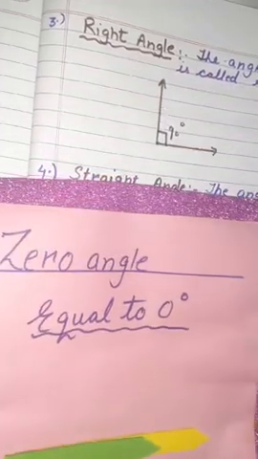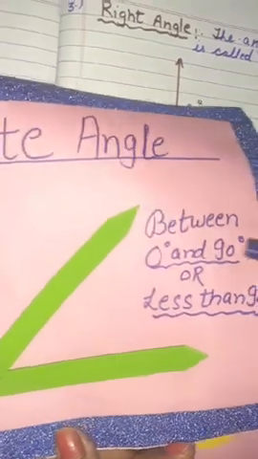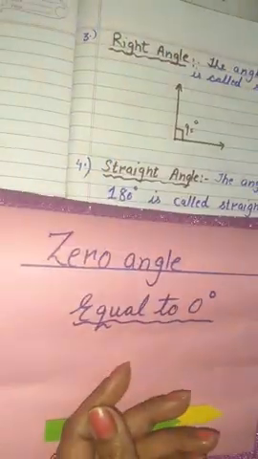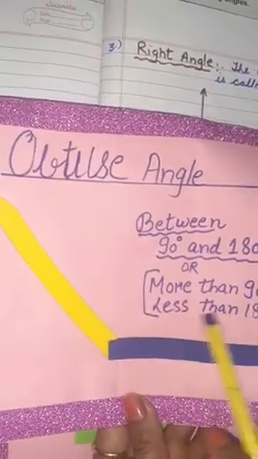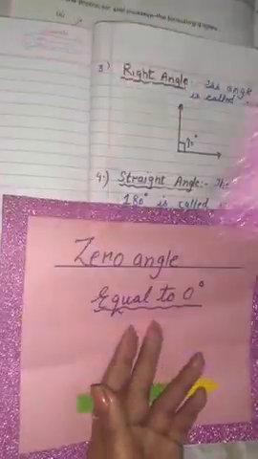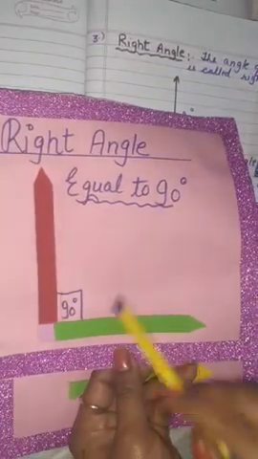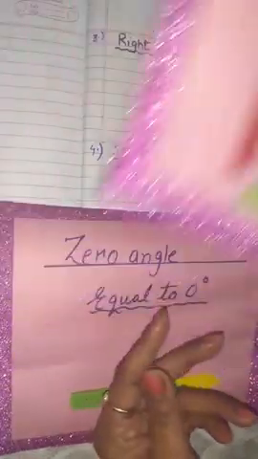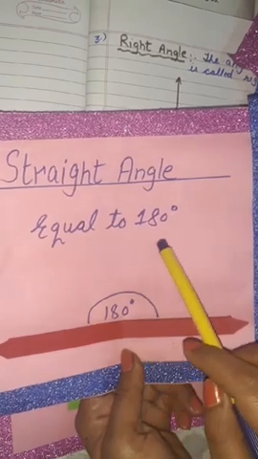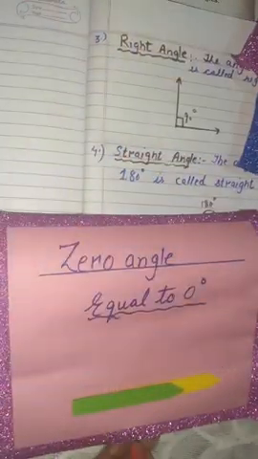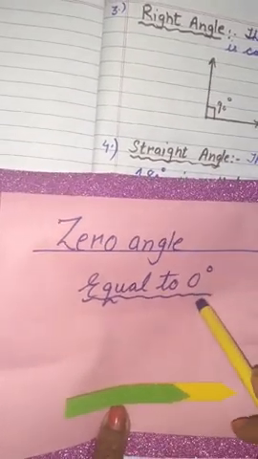So today we learned about the acute angle, which is less than 90 degree. The obtuse angle is more than 90 degree but less than 180 degree. Then the right angle is equal to 90 degree. The next one is the straight angle, which is equal to 180 degree. And the last one is the zero angle, which is equal to 0 degree.